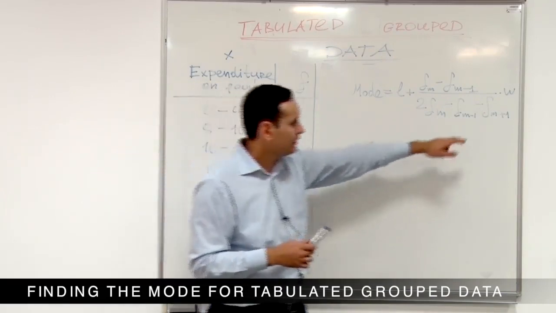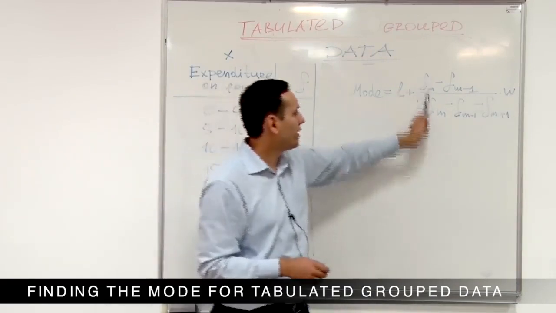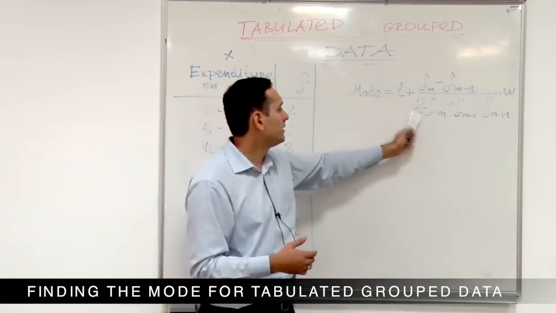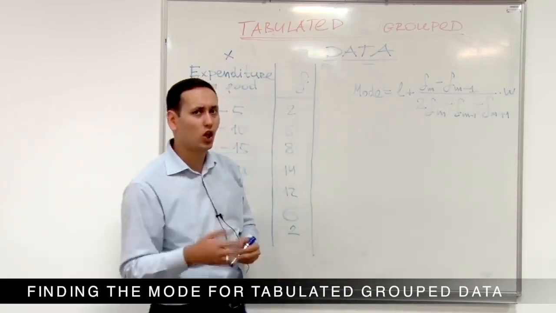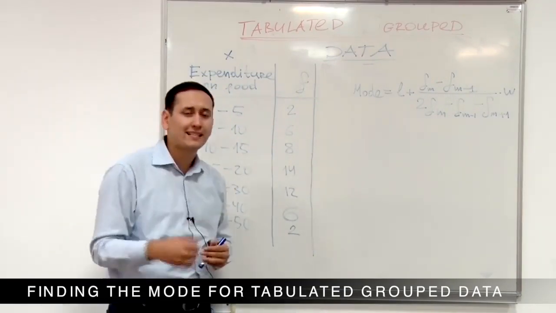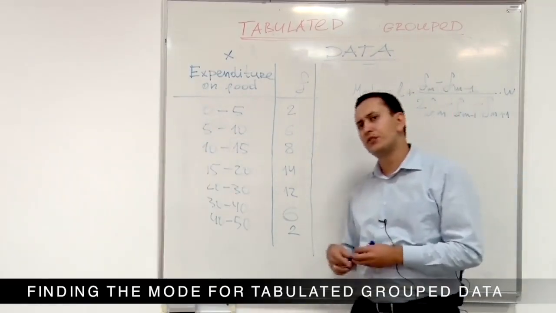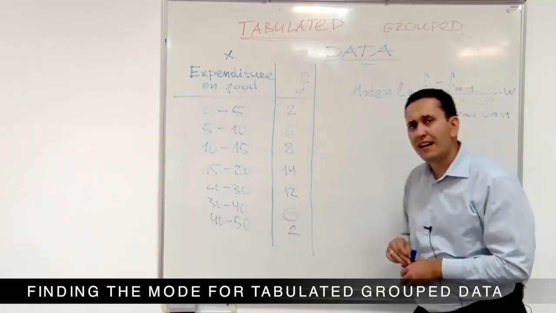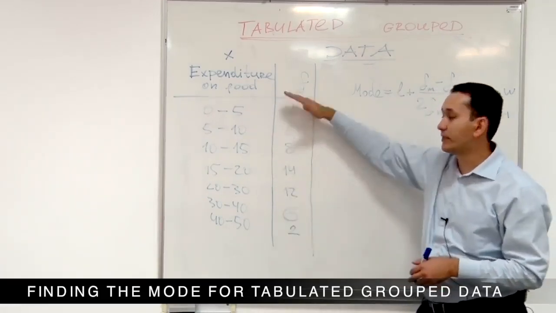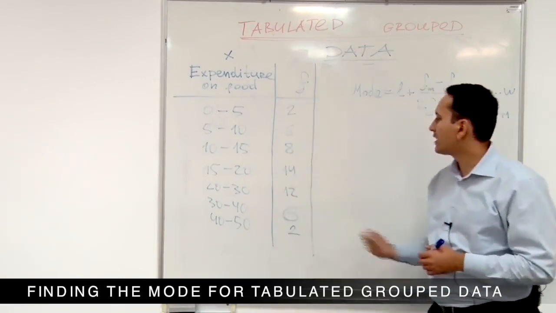And at the end, we'll have to multiply the whole thing by the width of the modal group and add L, the lower boundary of the modal group. Now, the question arises, how do we find the modal group? Just like we did in the previous examples, we find the group that has the highest frequency. The mode means the most frequent, which means the highest frequency.